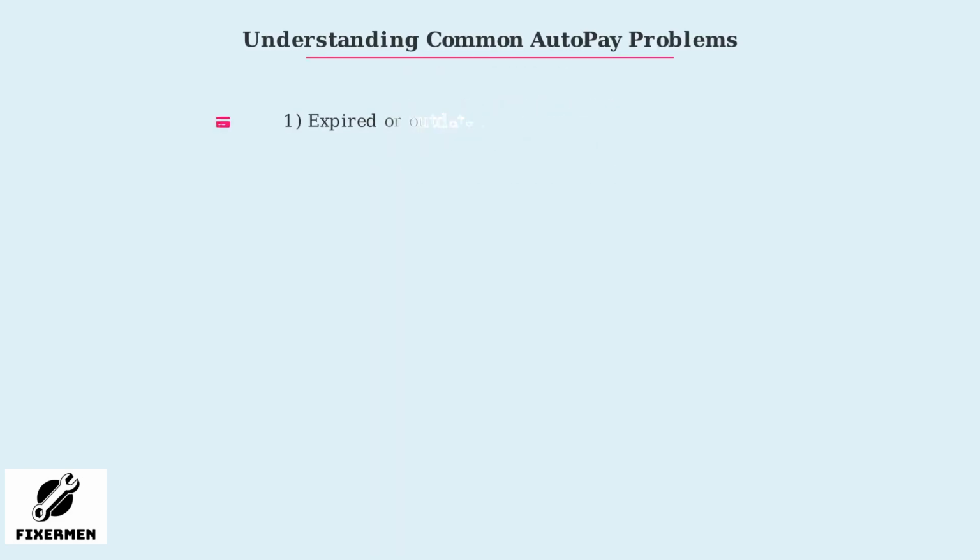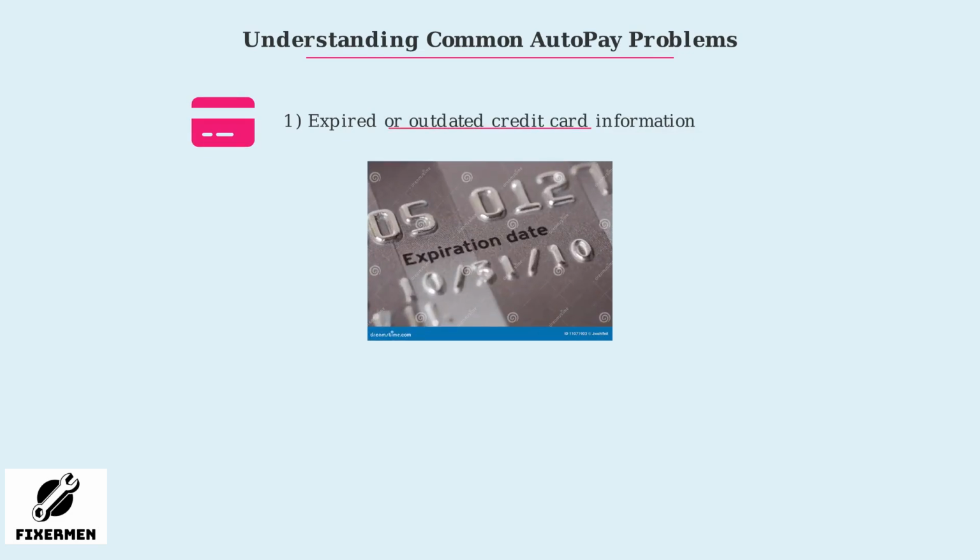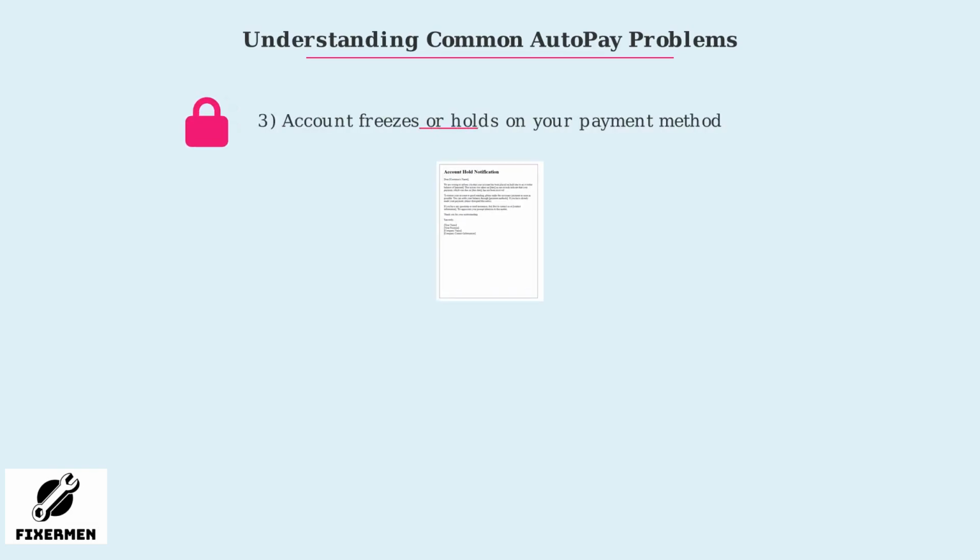Several factors can cause AutoPay to fail. The most frequent culprits include expired or outdated credit card information, insufficient funds in your linked bank account, freezes or holds on your payment method, temporary network outages affecting T-Mobile's billing system, and occasional software bugs within the T-Mobile app itself. Keep an eye out for T-Mobile alerts via email or SMS. Let's get right to fixing it.